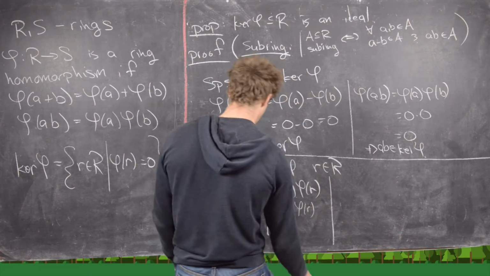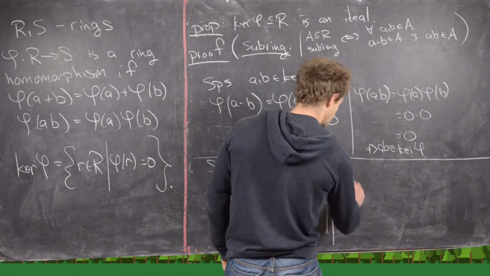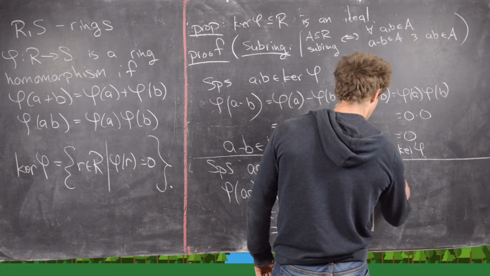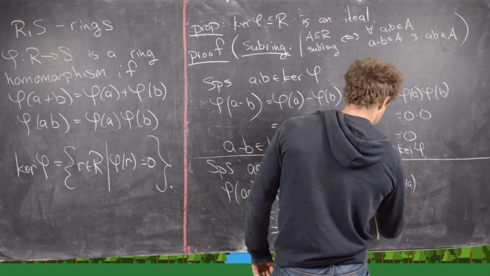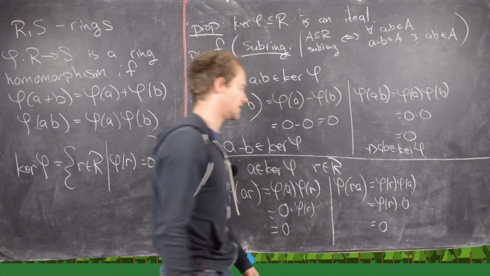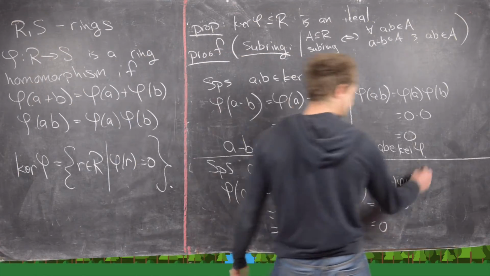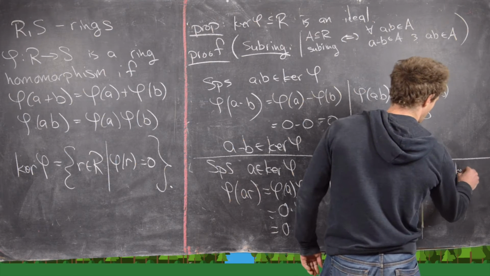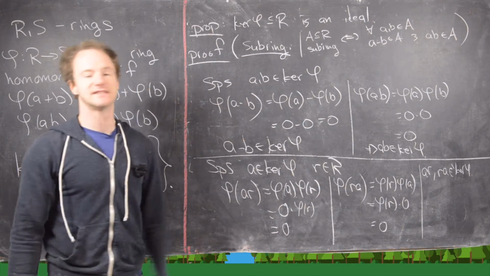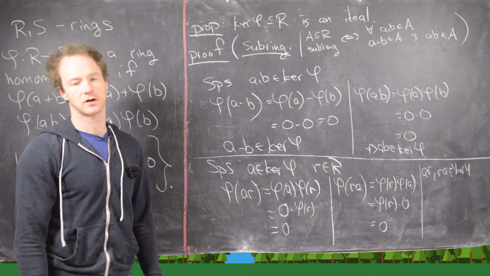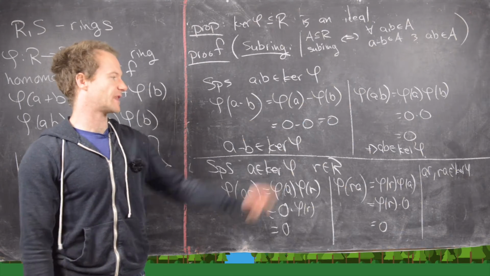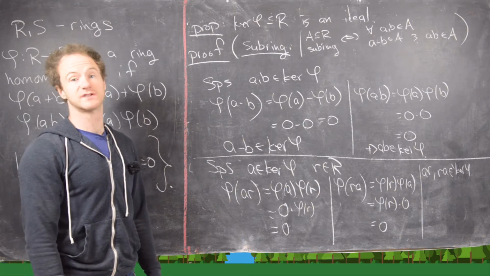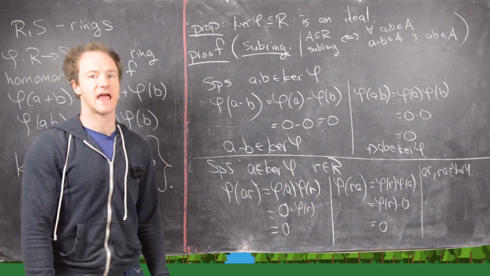So now let's look on the other side. So that tells us phi of r a. It's going to be essentially the same thing. This is going to be phi of r times phi of a, but that's going to be equal to phi of r times 0, but that's going to be equal to 0. So what that tells us is that ar and ra are in the kernel of phi, but that's exactly what we need in order to show that the kernel is an ideal. So it's a subring that has this absorption property, so in other words, it's an ideal. Okay, I'll clean up the board and then we'll do some more of these important little results and some examples.